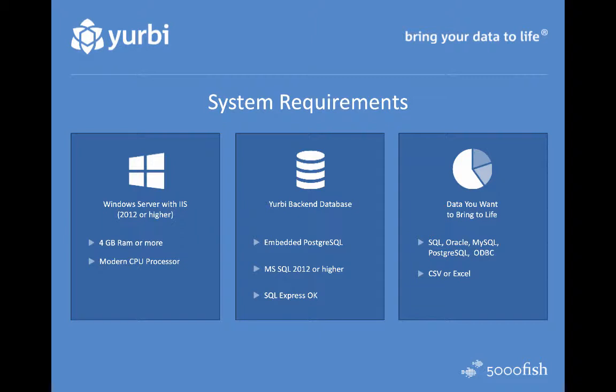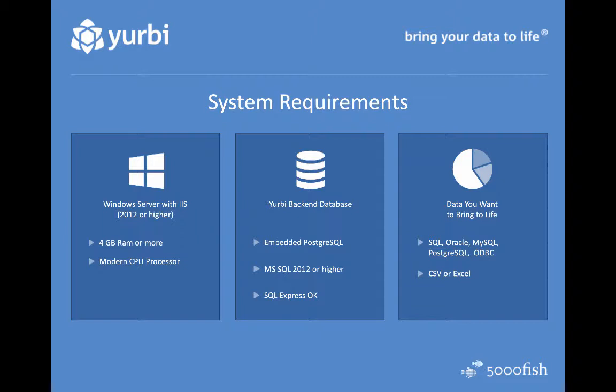Typically it says 2012 on this slide, but 2016 and above is preferred. At least 4 gigs of RAM, and the more RAM you have, the better. One of the most important aspects of the Yurbi server is the CPU, specifically the clock speed. We would prefer a CPU with more clock speed than a CPU with more cores. That's going to be important for the performance of Yurbi, and we can give you server recommendations at a later date.